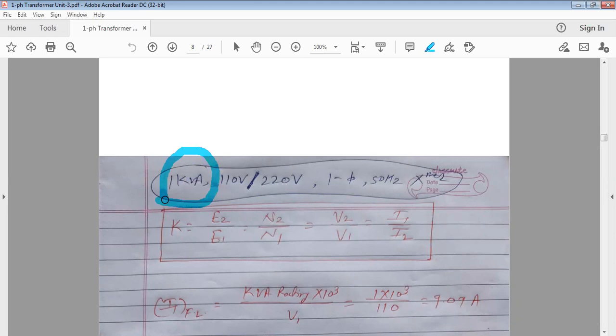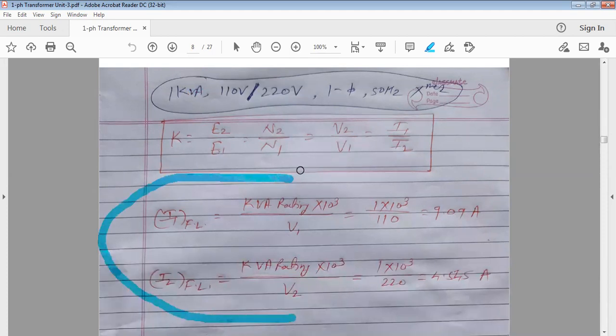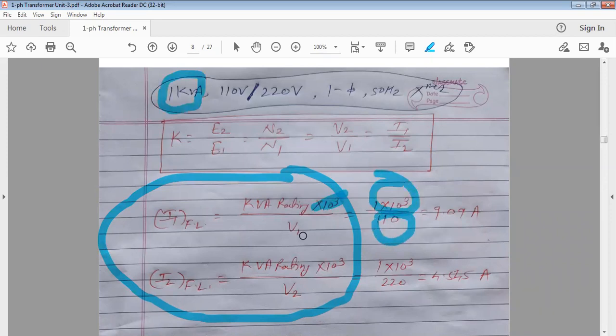If I divide this full load kVA rating by the primary side voltage, you will get the full load current on the primary side. Similarly, if you divide the kVA rating by the secondary side voltage, you will get the full load current on the secondary side. See the formula: kVA rating, K means 10 to the power 3, that's why there is a multiplication by 10 to the power 3. So for a 1 kVA transformer, 1 into 10 to the power 3 divided by V1, which is 110 volt, gives the full load current.